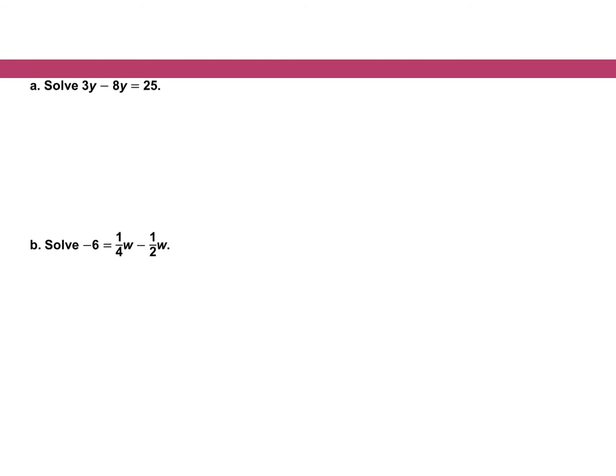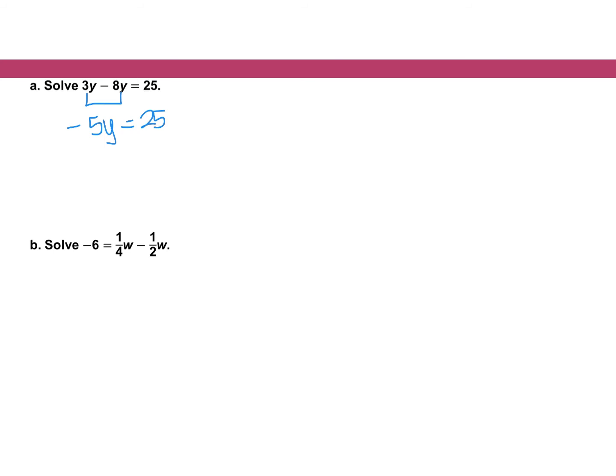Next, we have example 3. And for part A, it says to solve 3y minus 8y equals 25. Now here, the nice thing about this is both of these, the 3y term and the 8y term, are like terms. So I'm going to suggest that, in order to solve for y, you combine these first. So 3y minus 8y is going to give me a negative 5y. So I have negative 5y equals 25.